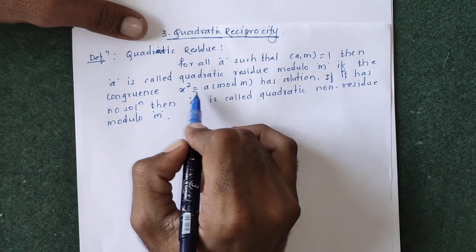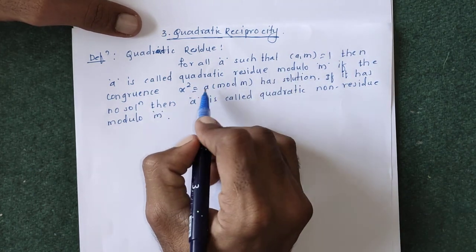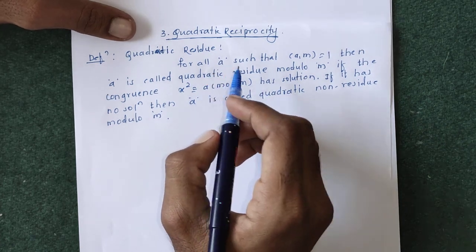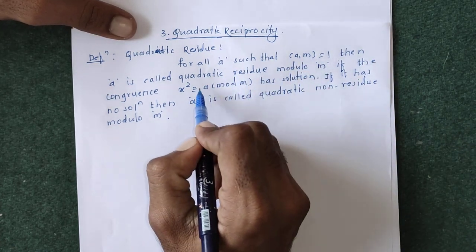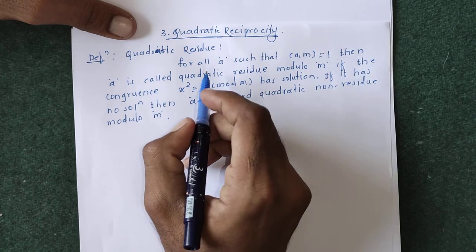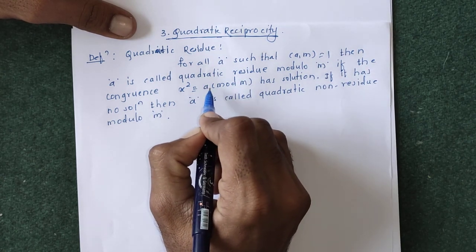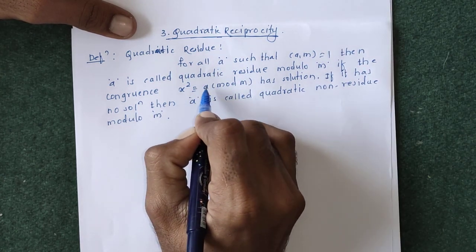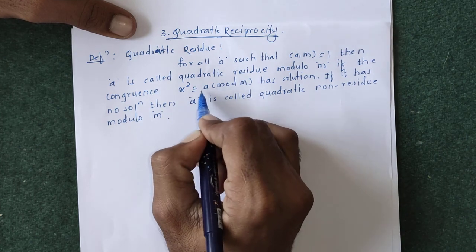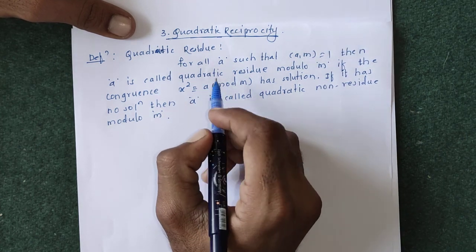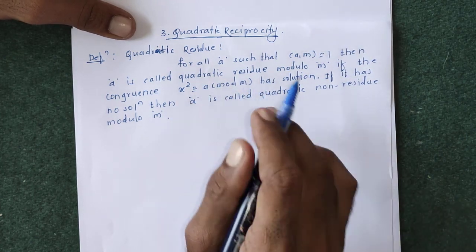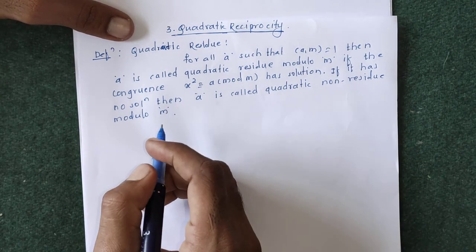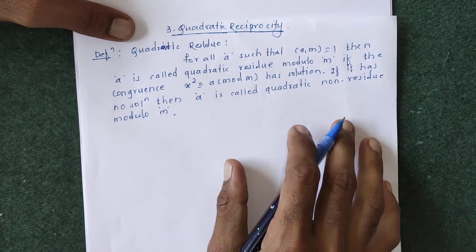So to check the quadratic residues under modulo m, we find the integers which are relatively prime to m, and put them in one by one. If the congruence is satisfied, then that number is a quadratic residue, otherwise that number is a quadratic non-residue. It will be clear when we take the examples.